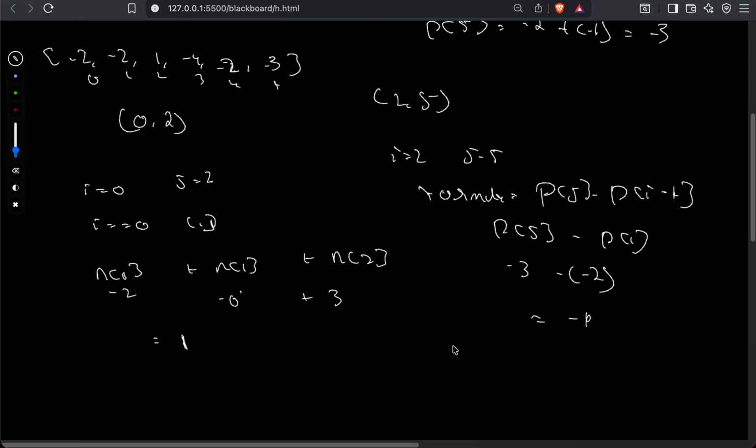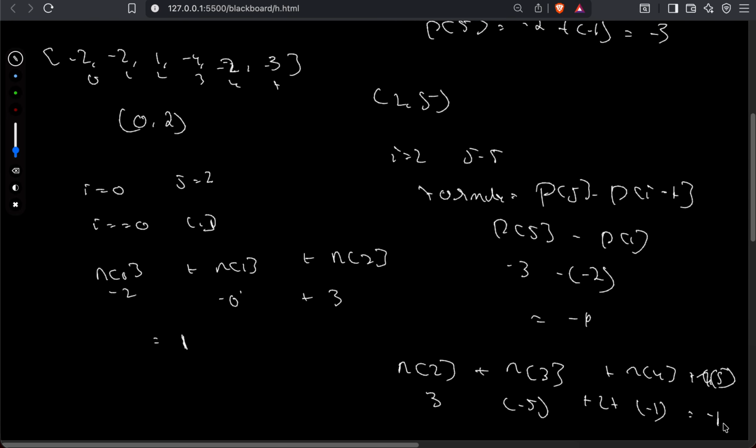Okay, now let's see. Next, nums of 2 is 3 plus nums of 3 is -5 plus nums of 4 plus nums of 5. -5 plus -2 plus -1. So -1 is the answer.